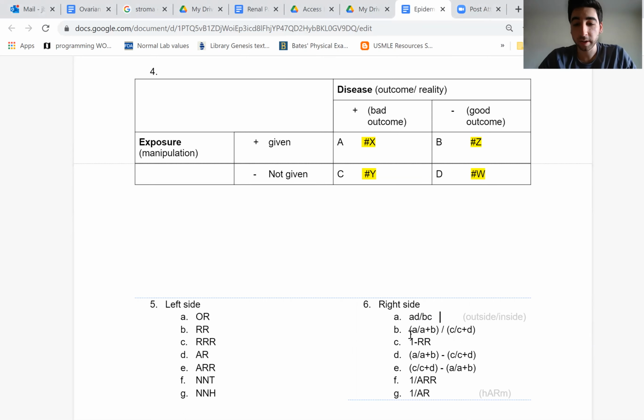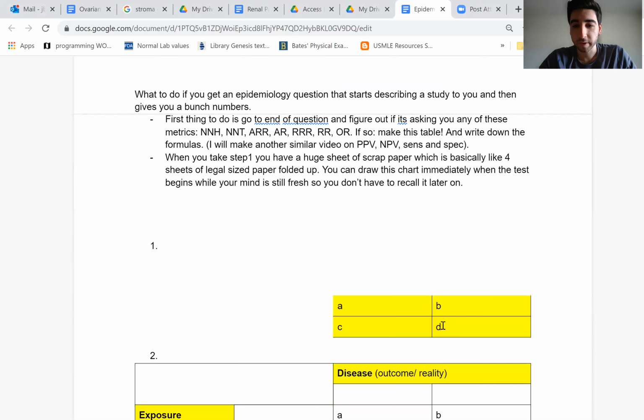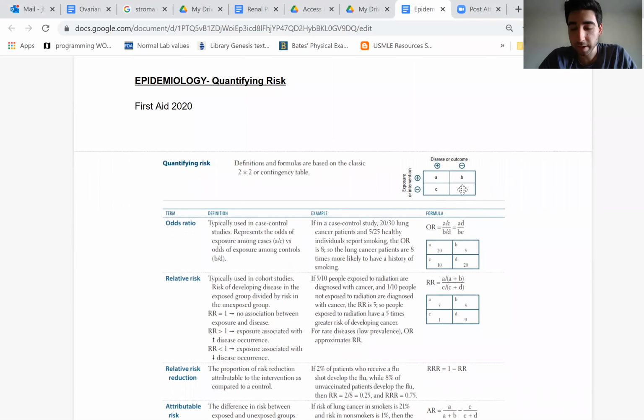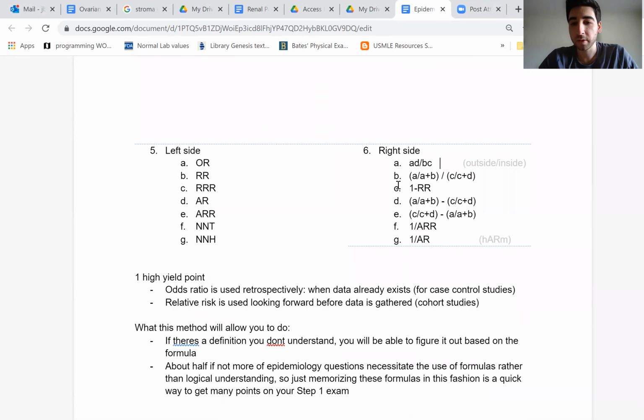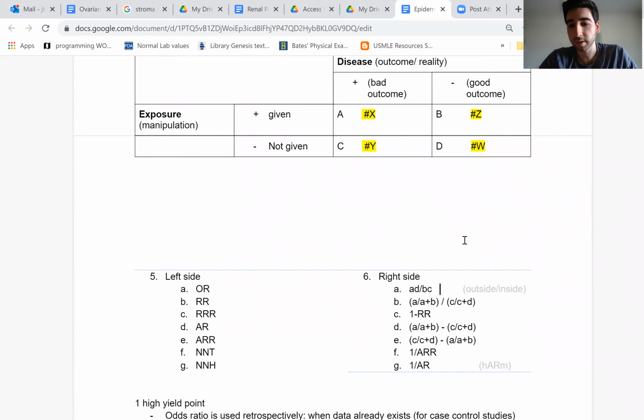Now for RR, you get A over A plus B divided by C over C plus D. Now remember, from the First Aid page, A over A plus B is going to be the top part of the column. It's going to be the left thing divided by both of these put together. So left divided by both of them put together. And then C over C plus D is the left thing divided by both of them put together. So that's how this is a little bit easier to memorize than you think.